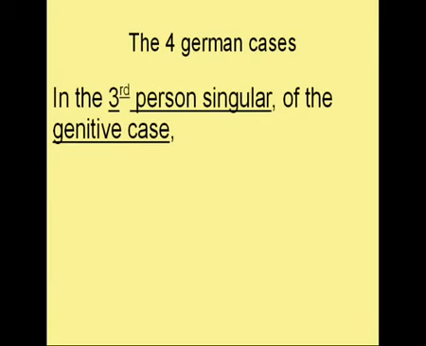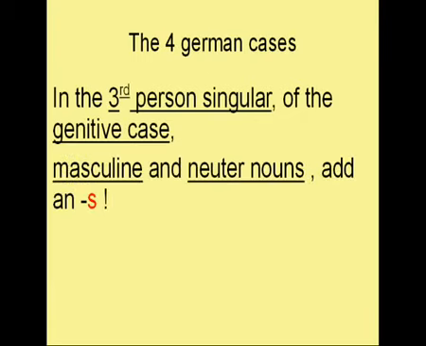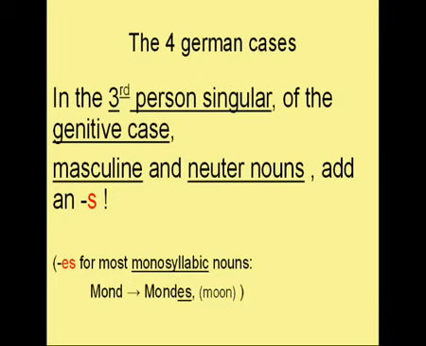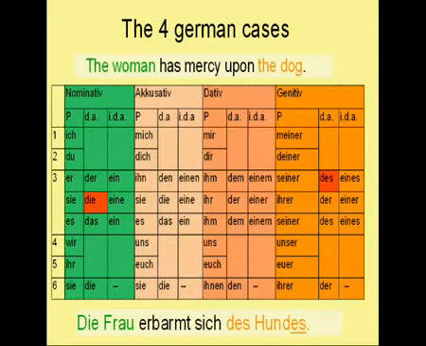In the third person singular of the genitive case, masculine and neutral nouns add an s, and an es for most monosyllabic nouns, just like Mond, which becomes Mondes, and means moon in German. So for our sentence, this would mean we need to add an es to make the sentence correct. Therefore, the sentence would read in its correct form: Die Frau erbarmt sich des Hundes.